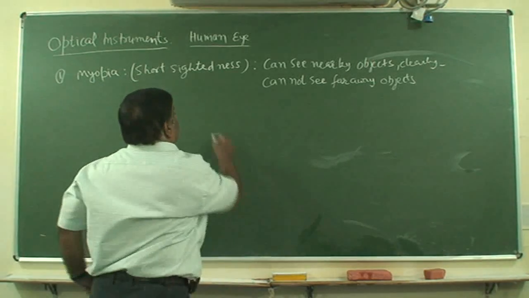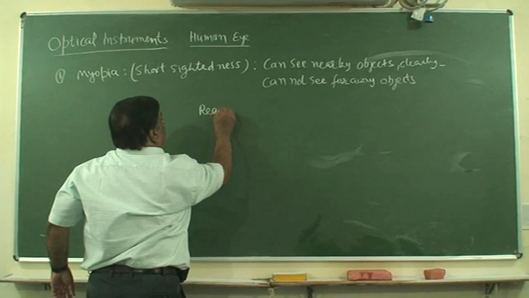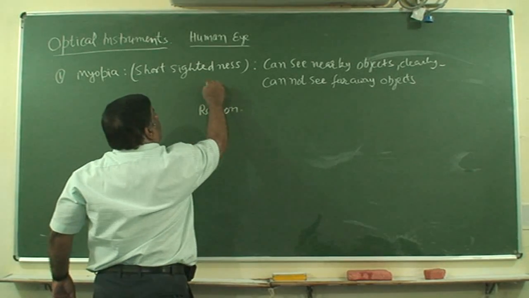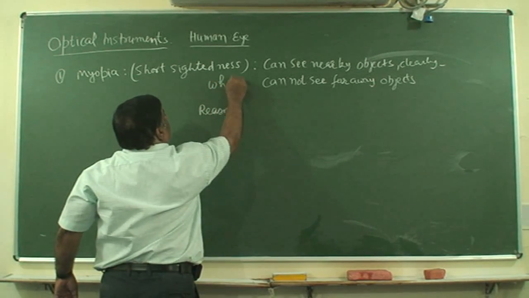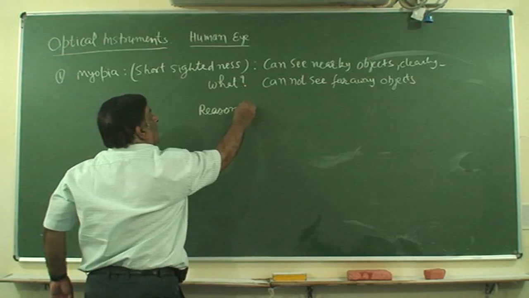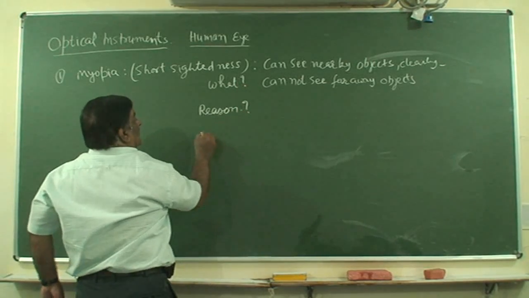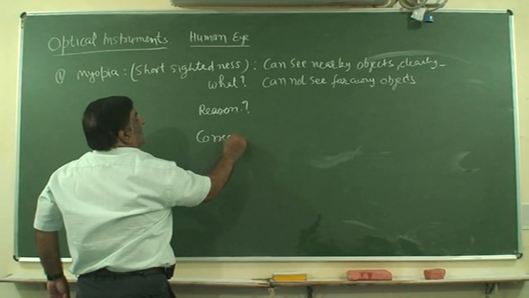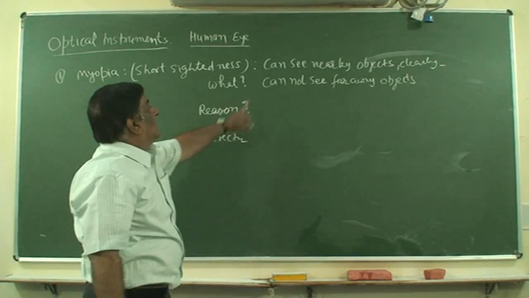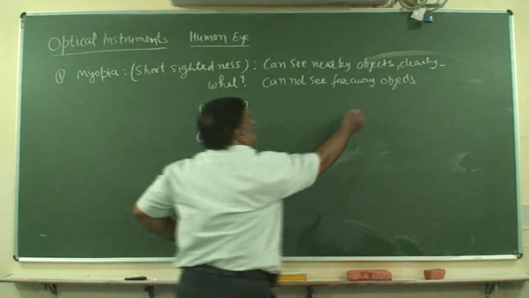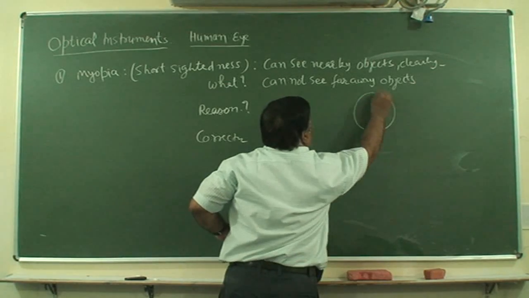What is the reason for this? What we are going to study is what is the reason for it. First, what is the defect? Second, what is the reason? And third, what is the correction? Okay, what is the reason for myopia? That is the shape of the eyeball.